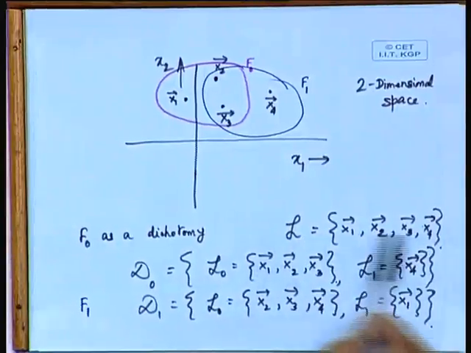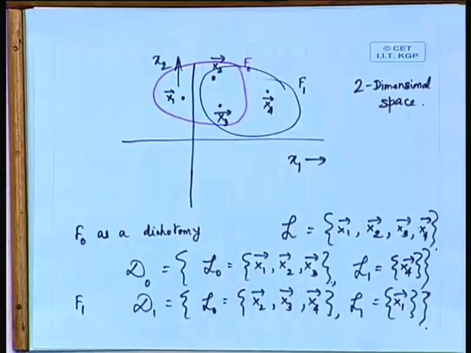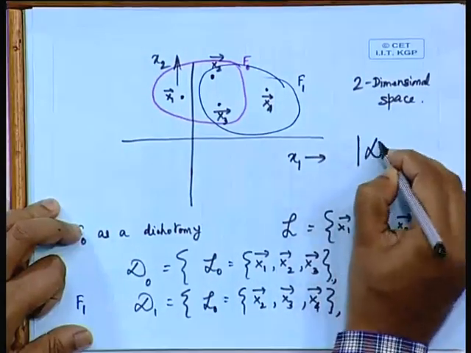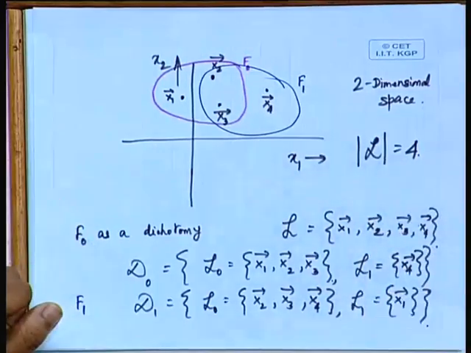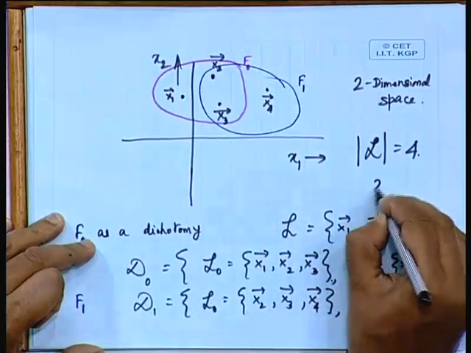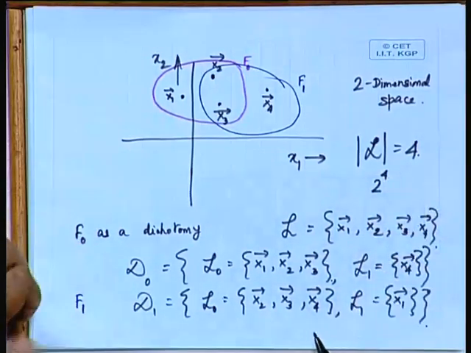Because here we have taken 4 inputs, or rather the cardinality of this set L. The cardinality of the set L that we consider is equal to 4. So, that is why the total number of dichotomies that is possible is 2 to the power 4, which is equal to 16.